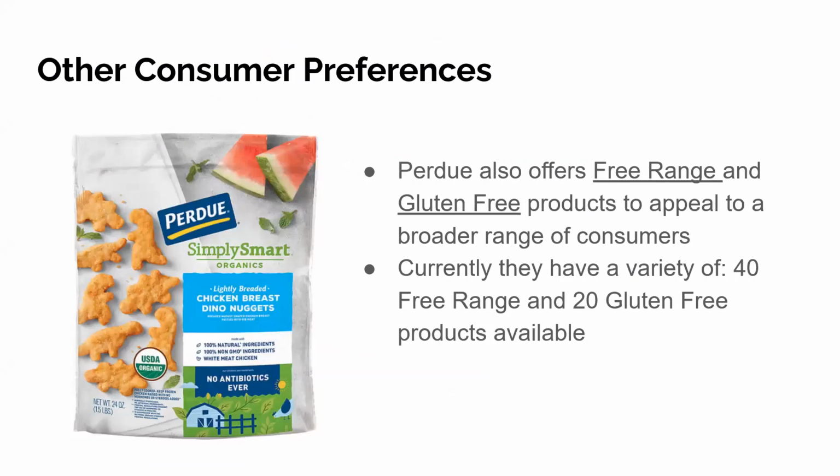Purdue also offers various other types of products like free range and gluten-free, which obviously appeals to a broader range of consumers, which is better for the company. Currently, they have a variety of 40 free range and 20 gluten-free products available. And as you can see in this picture, like I said, they're not just selling cuts of poultry, it's also different products like these little dino nuggets.